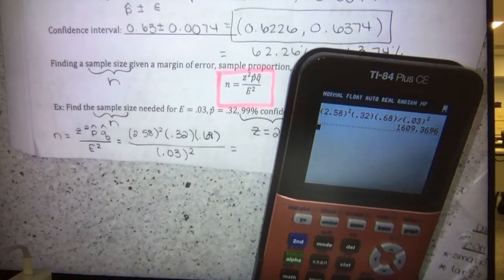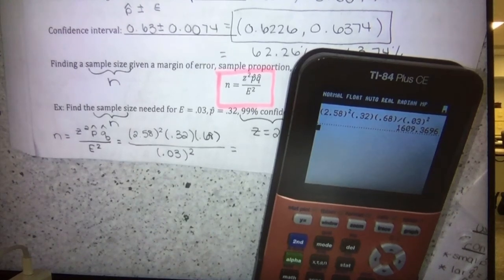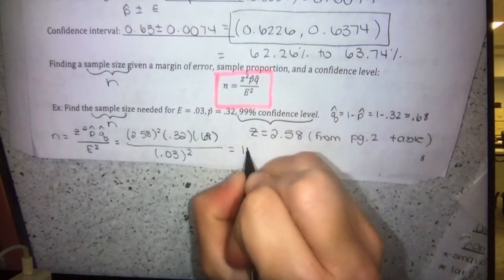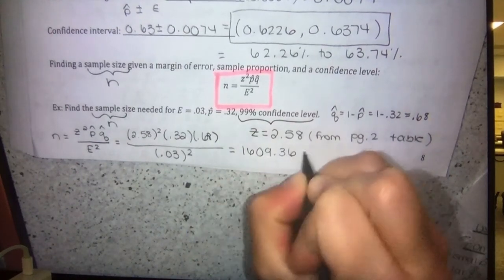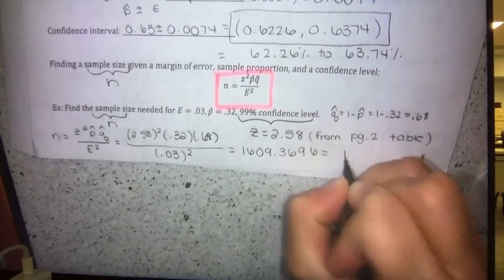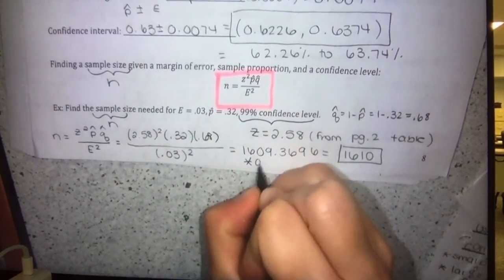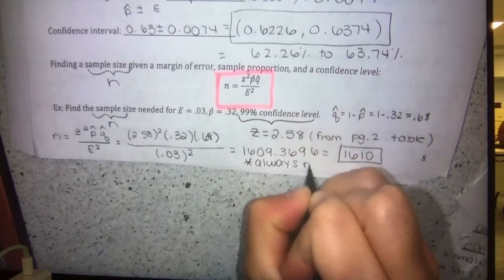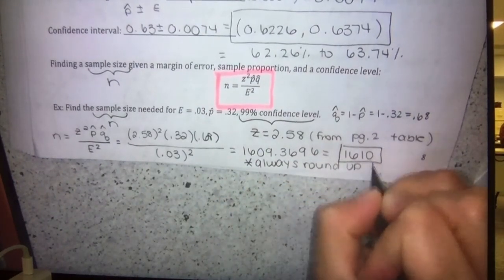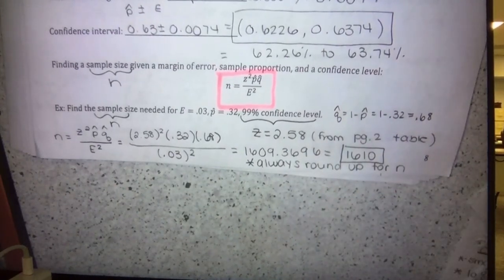And we get 1609.3. Now here, because we were talking about n, we always round up no matter what. So even though it's 0.3, you always round up because we're talking about people in a sample size, so you can't have 0.3 of a person. So if we get 1609.3696, we always round up to 1610. We always round up whenever we find n.